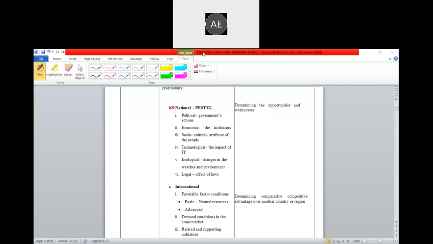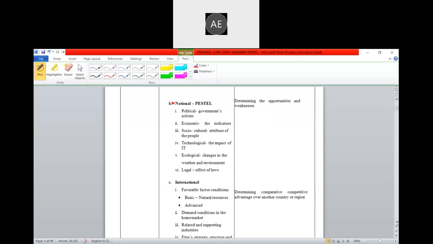In this presentation, we will concentrate on the national environmental analysis as well as the international environmental analysis. These are analyses to be performed to establish the strategic position of an entity. Okay, so let's start with national environmental analysis.